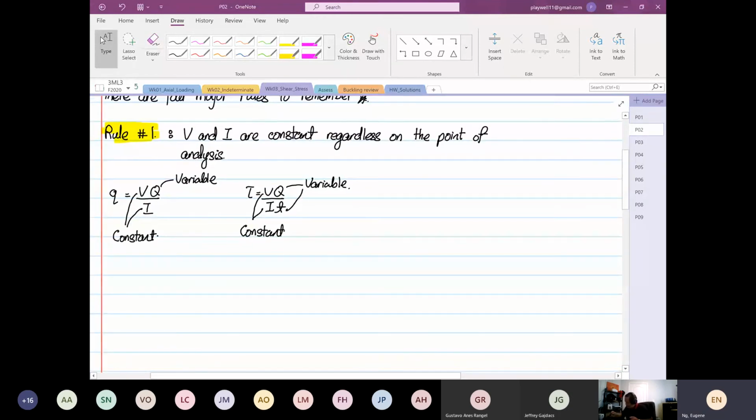Let's say, for example, we have a cross-sectional area. What do I mean by cross-sectional area? This is X and this is Y. For this case, I'm going to draw a simply supported beam, with point A, point B, and this is where our P is applied.